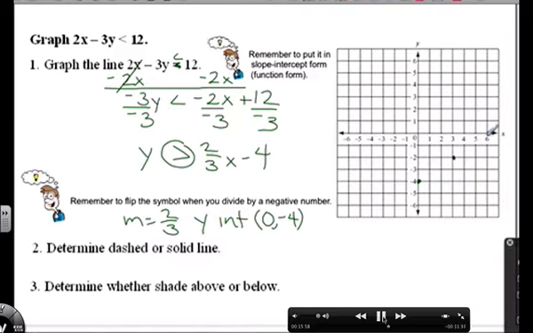Now, before you draw the line, you look at your inequality symbol. Should it be solid or dashed? Dashed, because it's greater than, it doesn't have the equal along with it. So I'm going to draw a dashed line. I'm almost finished. I have one more step. I go back and look at my inequality symbol. It's greater than. So do I shade above or below? Above.